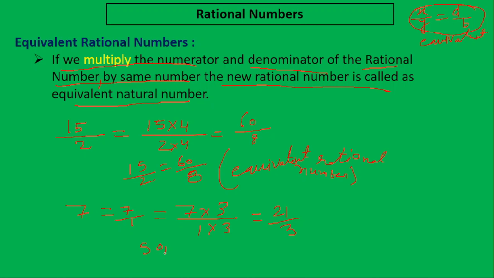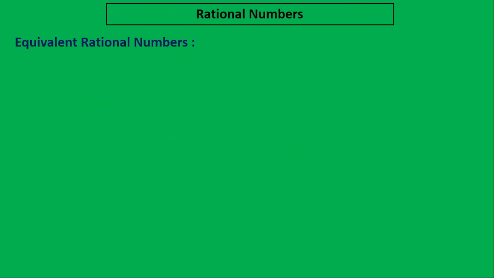There is no difference. 7 is equal to 7 by 1. Now multiply by 3 and 3, top and bottom, 21 by 3. So hence 7 and 21 by 3 are equivalent numbers. I will give some exercises also. Later on I will share some exercises so that you can refresh these topics. Very easy to understand, very easy to score, but we lose attention. We should not lose attention.